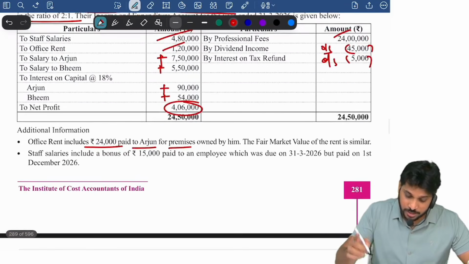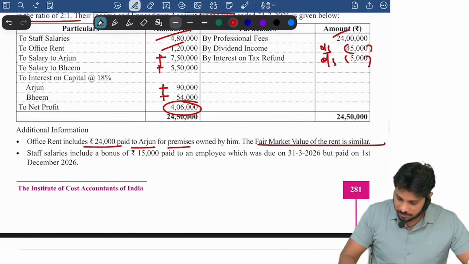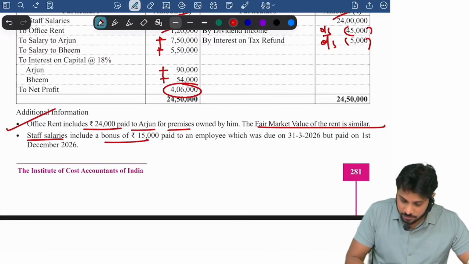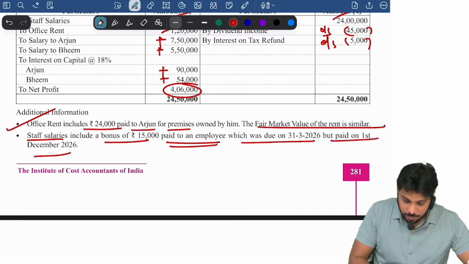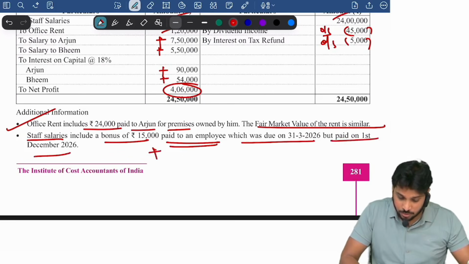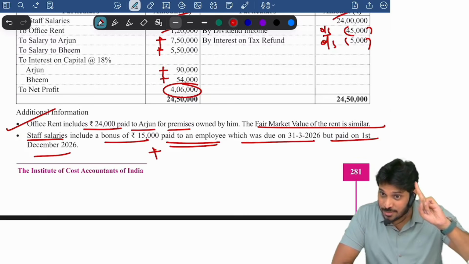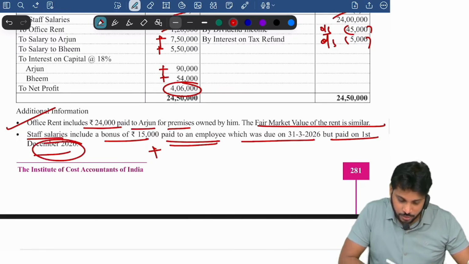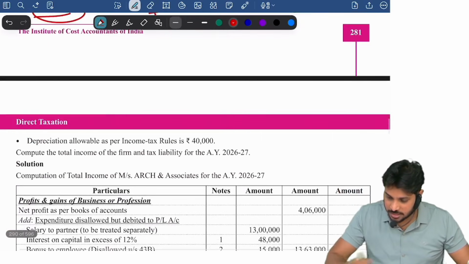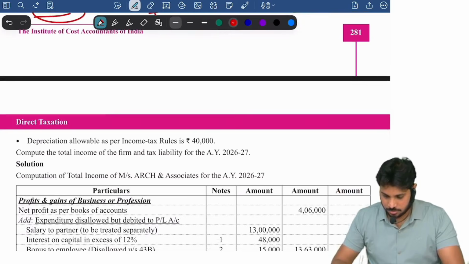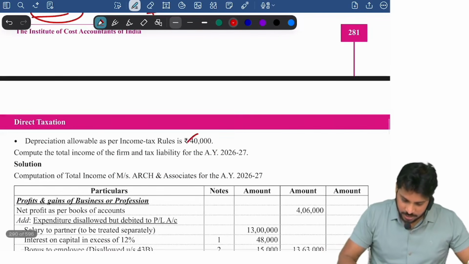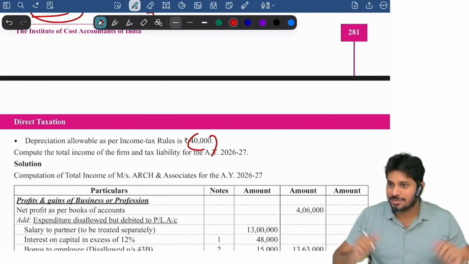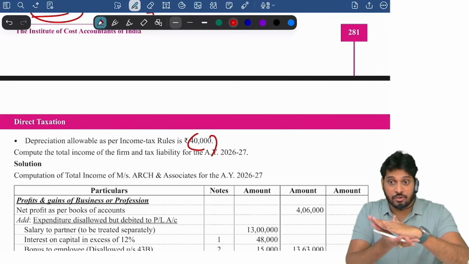Okay, office rent is paid to Arjun for premises which is owned by him. The fair market value rent is similar, therefore allowed, no problem. Then staff salary includes a bonus of 15,000 paid to an employee which was due on 31st March but paid on 1st December. 43B disallowed. Bonus, leave encashment, they're disallowed. Bonus or commission, a 43B item, disallowed because it is paid after the due date for filing IT return. Yes, next. Depreciation allowable as per IT Act 40. In the P&L nothing is debited, so I will freshly claim it. Over. So then I'll get income before remuneration, before interest.